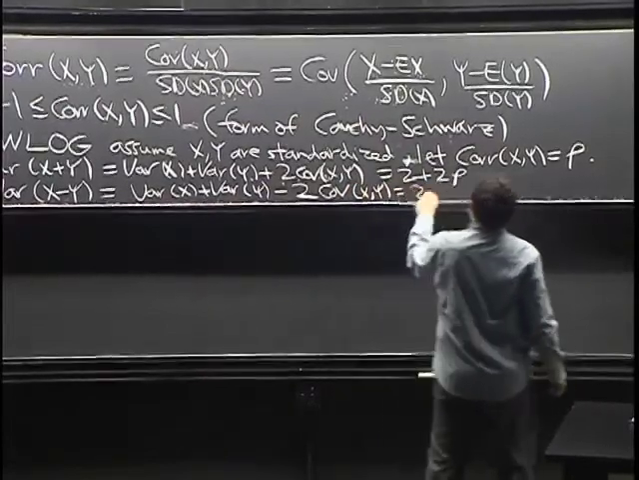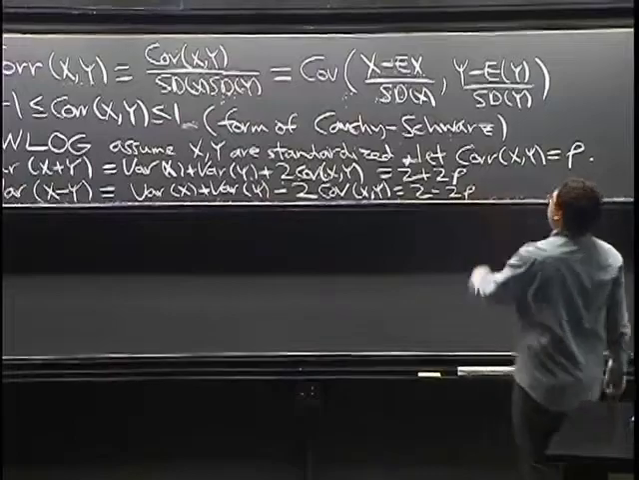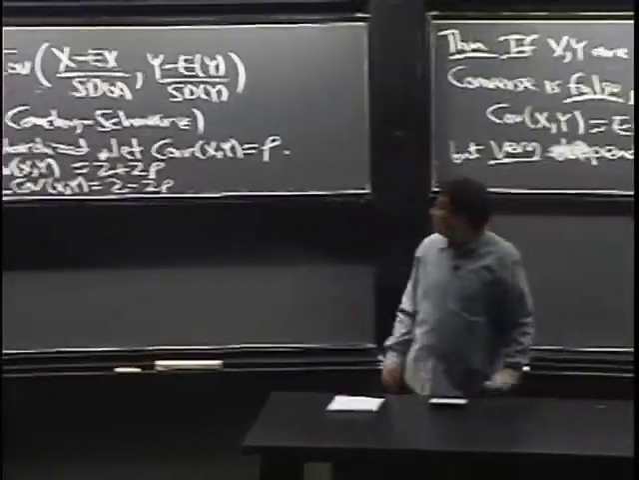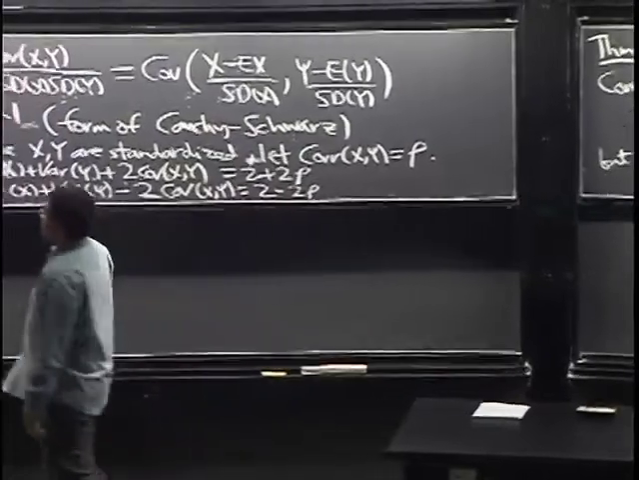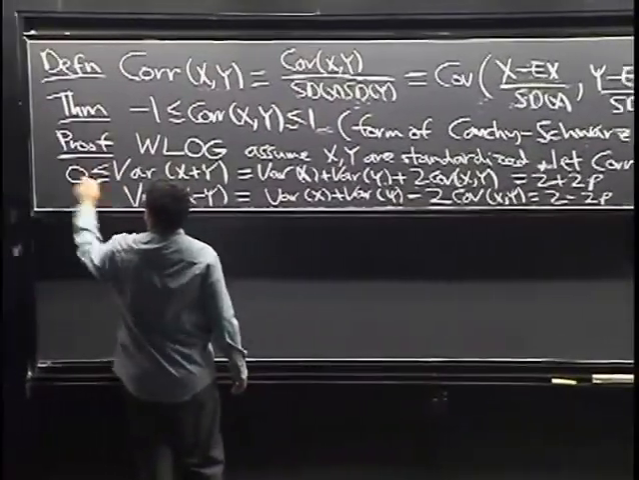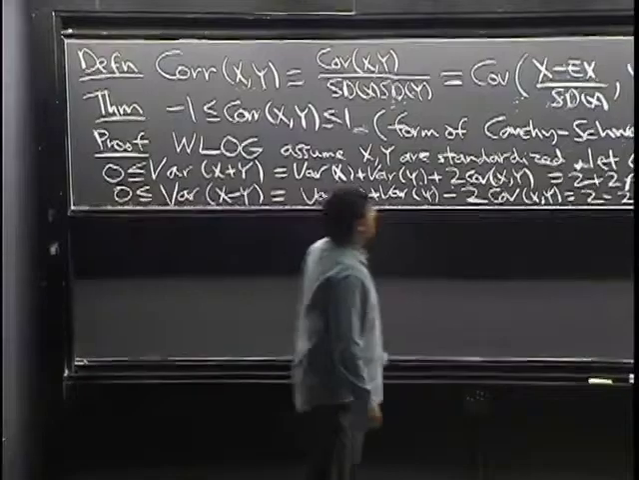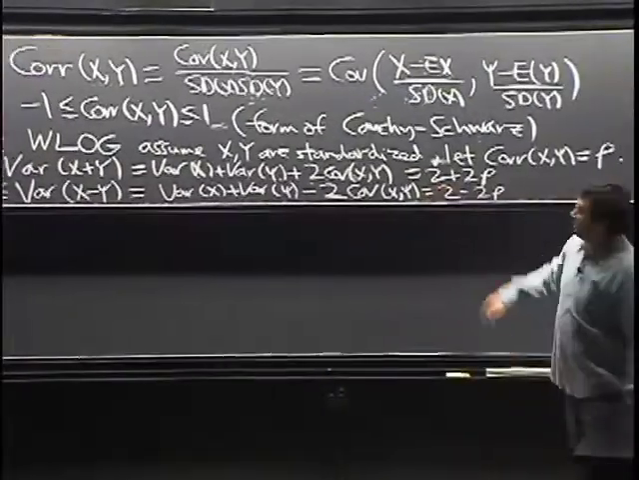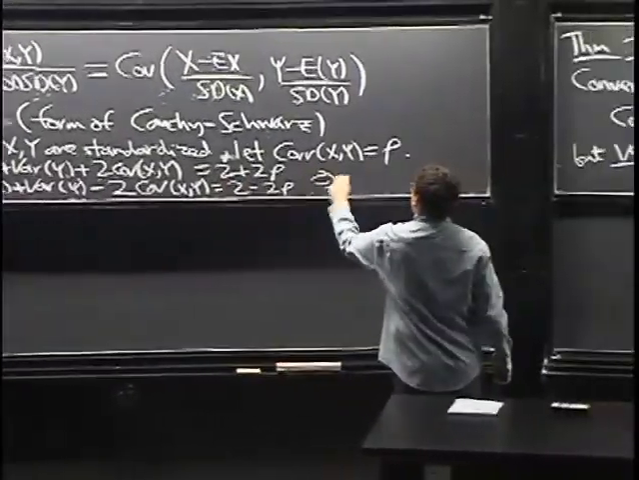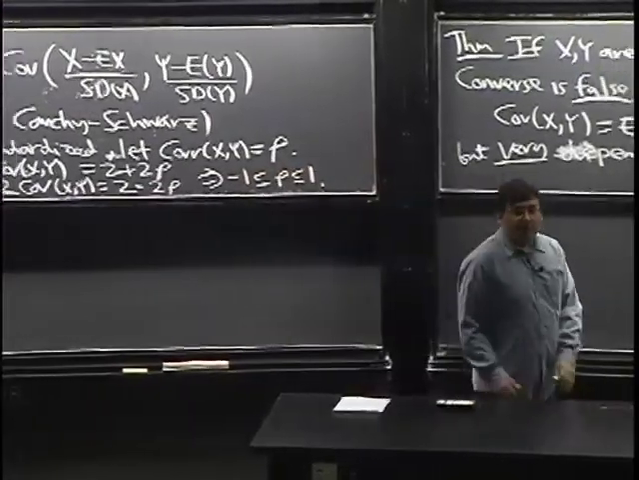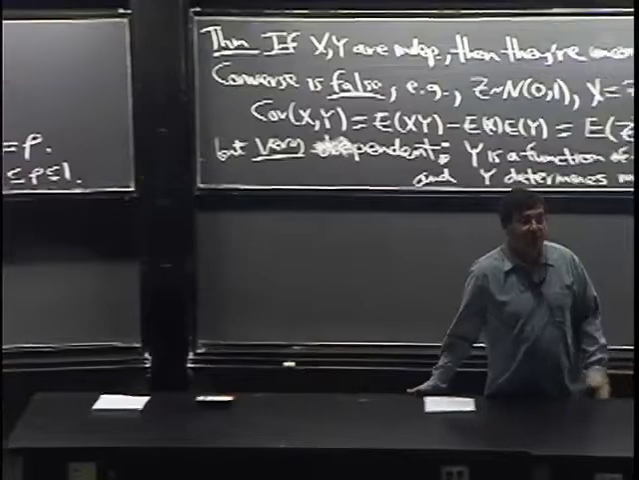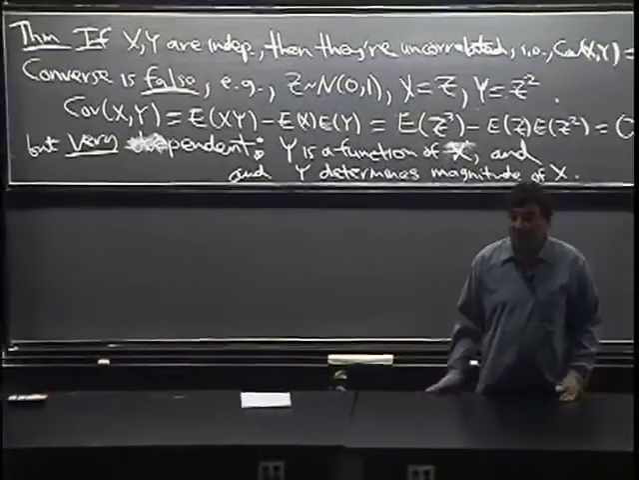So that's just 2 minus 2 rho. Okay, well, we're running out of space on this board. That's actually the end of the proof because variance is non-negative. So these two inequalities say that rho is between minus 1 and 1. All right, so that shows the correlation is always between minus 1 and 1.